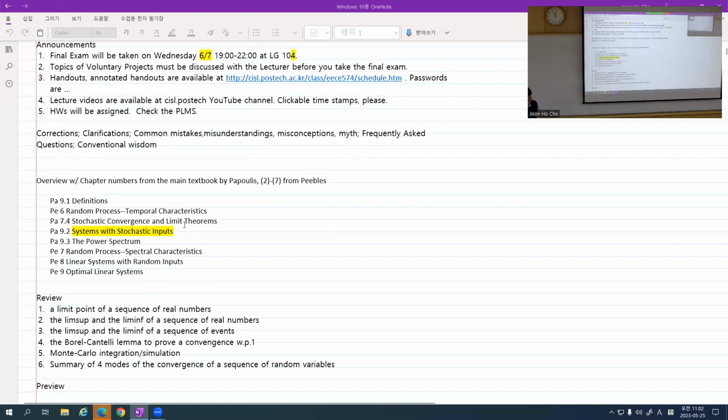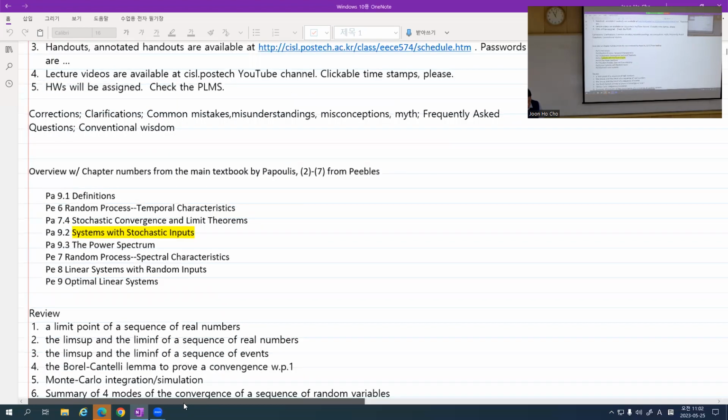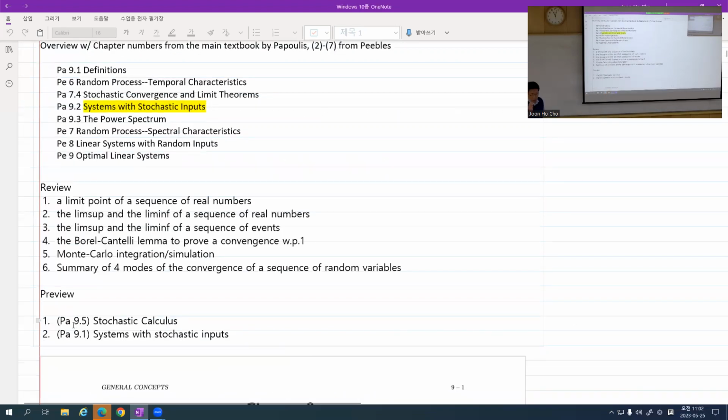Here goes our overview. We just finished the stochastic convergence and limit theorems. And we are going to enter into the topic of systems with stochastic inputs. Because we are mostly electrical engineers, we view a physical electrical system by abstracting it using a mathematical system, that is a mapping rule. So here is a function. You can view it as a box that has input and output.